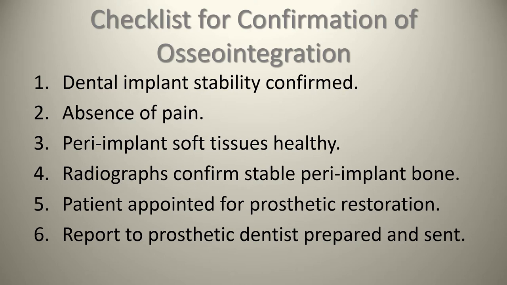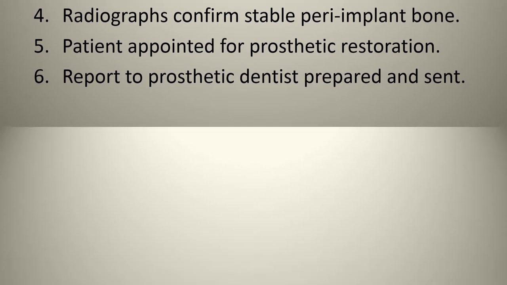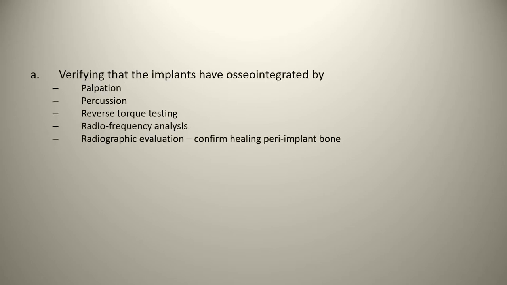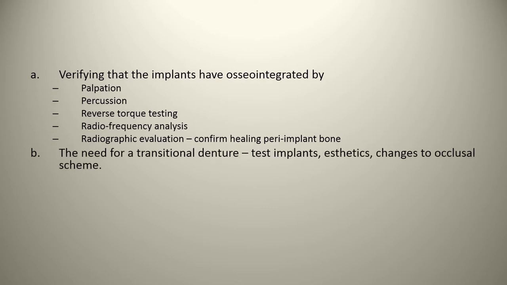So with this in mind, we need to verify that implants have osseointegrated by a number of things, basically by palpation, percussion, reverse torque testing, radio frequency analysis, so that would be things like the Osstell appliance, and radiographic evaluation in terms of confirming healing peri-implant bone. And then there may be a need for a transitional denture. So this is basically to test implants, test aesthetics, and any changes to the occlusal scheme that have taken place. It's also a question about when and how to load a dental implant.